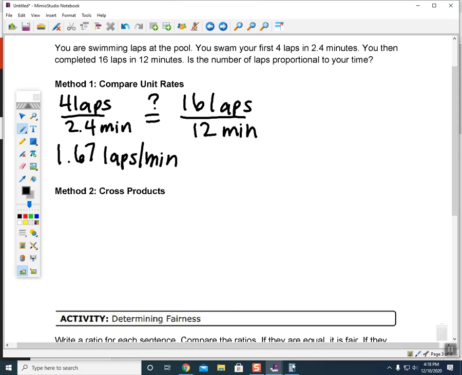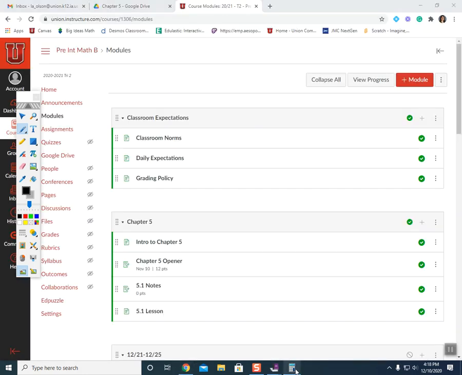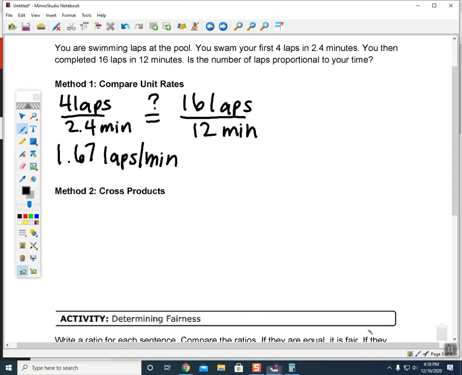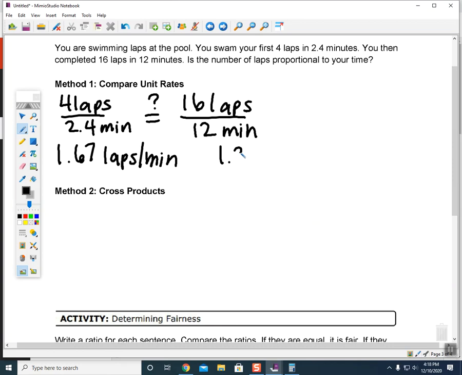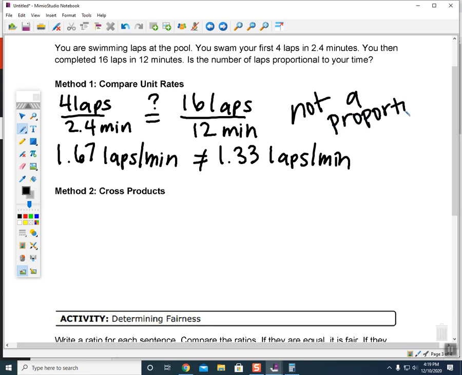Now I have 16 laps in 12 minutes. Here we go. 16 laps in 12 minutes, so I'll take 16 divided by 12, 1.3 repeating. So by looking at their unit rates, they're not equal, right? So this is not a proportion. Okay, not a proportion. So that's one way that we could have solved this.